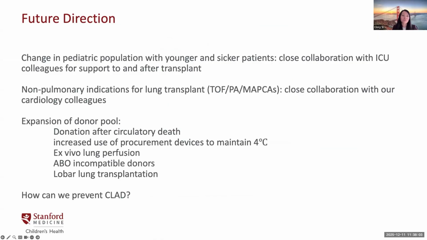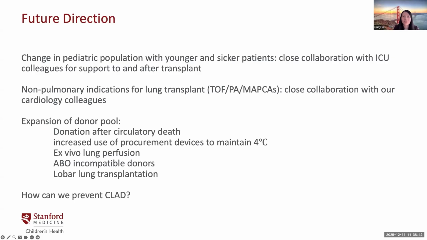So in thinking about the future direction of pediatric lung transplantation, we know that there is a significant change in our pediatric population, particularly now that children with CF, on the whole, are not needing lung transplants anymore, and the kids that are now coming to us are younger and sicker. These children tend to be in the ICU more frequently. So we think about how we can closely collaborate with our ICU colleagues for supporting these children both pre-transplant and post-transplant.